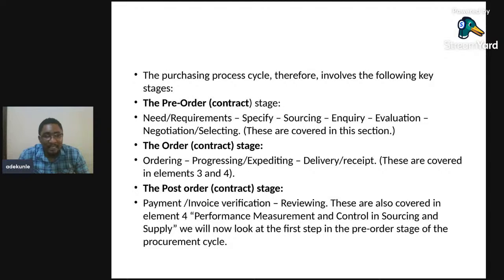Then the other stages: you have ordering, checking for progress, expediting the work that needs to be done, delivery, and giving of receipt. Then the post-order looks at getting payment, invoice verification, and also reviewing the process again. All these will be covered in this process. But of course, in chapter 4, we'll deal with performance measurement and control in sourcing and supply.